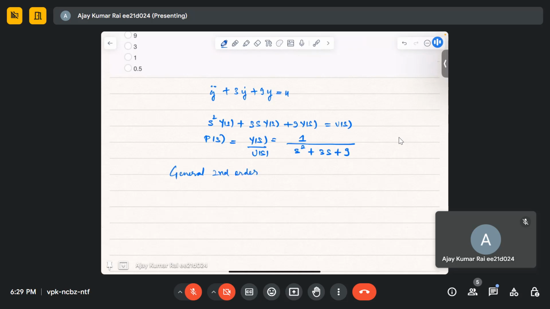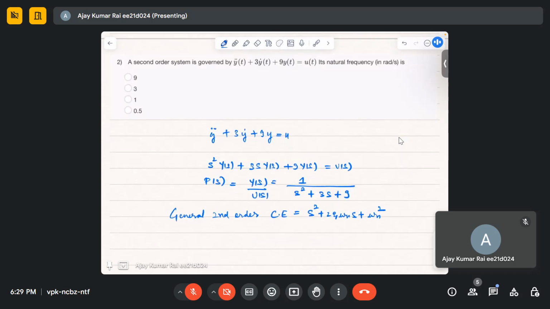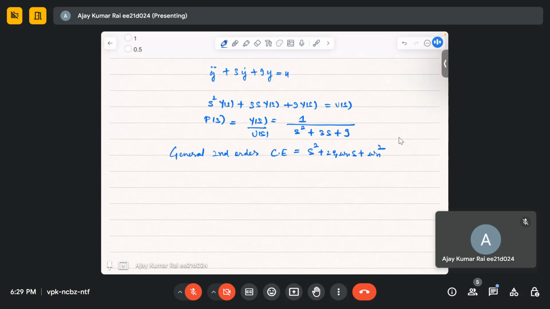What I told you to remember is the general second order characteristic equation. I'm writing this once more so that you remember it, which is s square plus 2 zeta omega n s plus omega n square. You have to compare every other second order characteristic equation with this general equation. So just compare. In the question we have been asked to find the natural frequency, so omega n is natural frequency. If you compare these two equations, omega n square will be equal to 9, right?